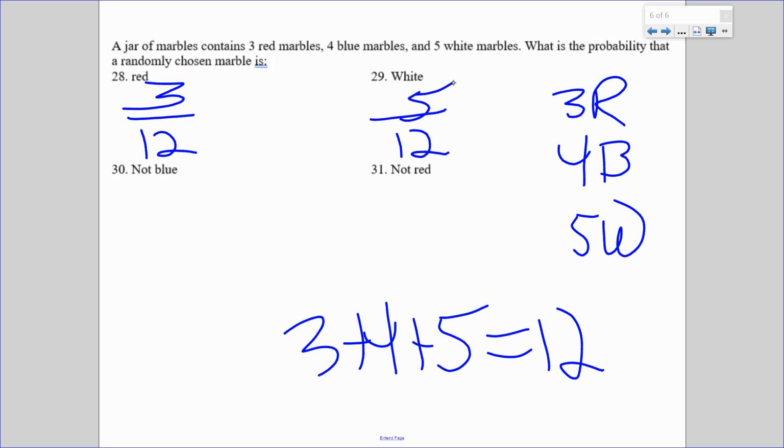Not blue. Well, my denominator is 12. Out of those 12, how many are not blue? Well, these aren't blue. These aren't blue. So there's a total of 8 that aren't blue.